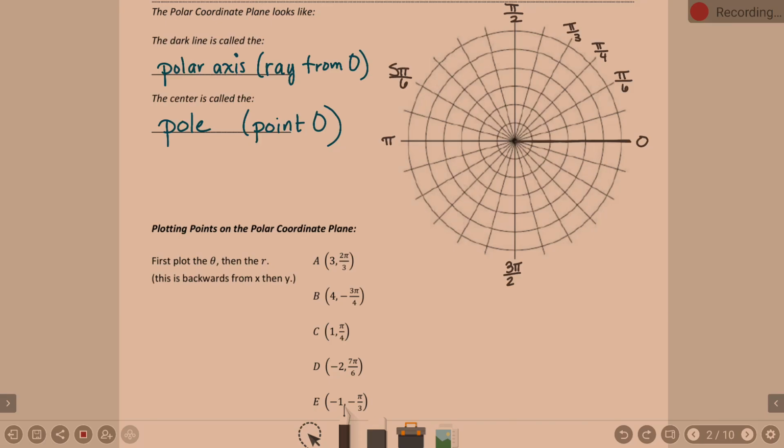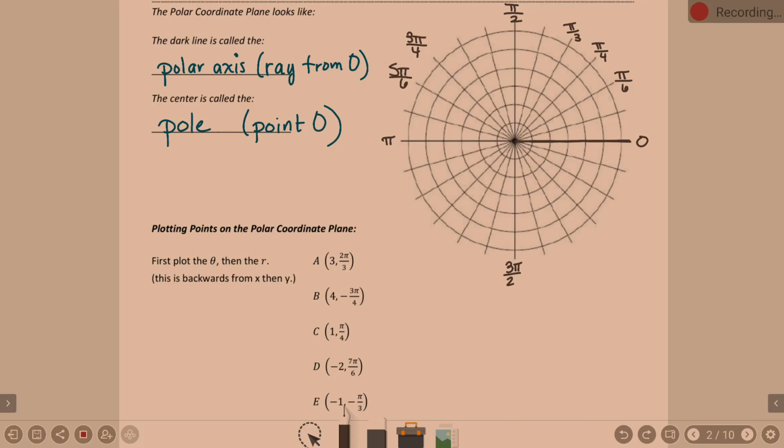Those are the 6s, always closest to the x-axis. In the middle of every quadrant is always your denominator of 4. What fourth is going to come right before pi? 3/4, right? If pi is 4/4, what's going to come before that? 3/4.